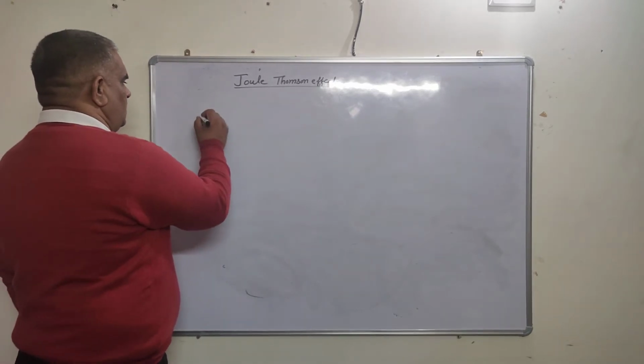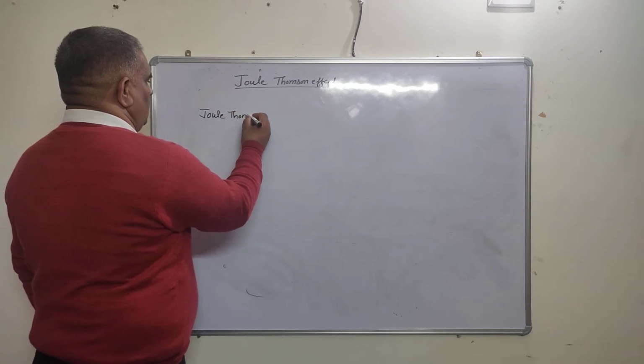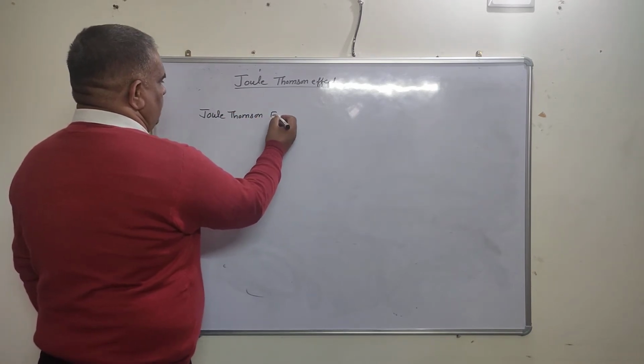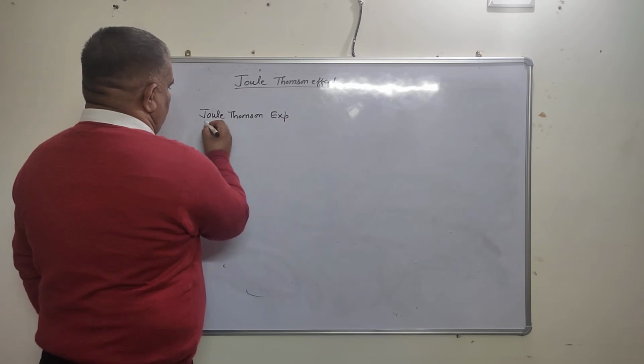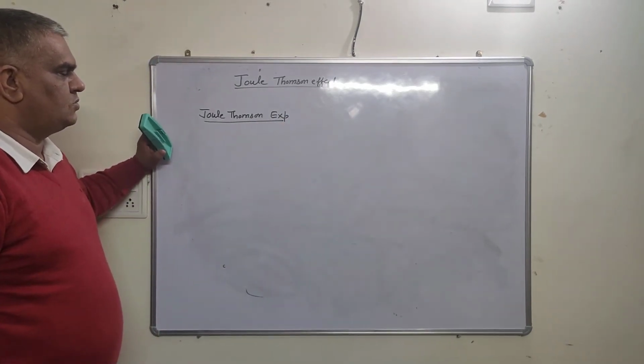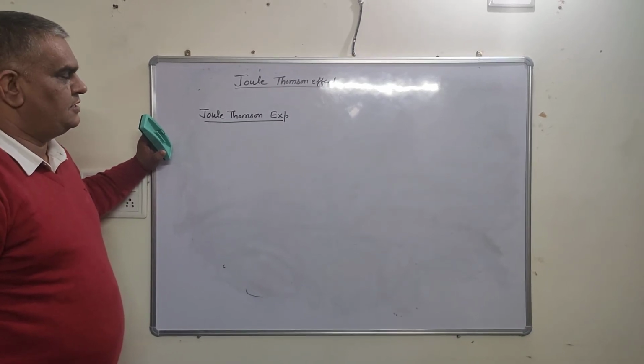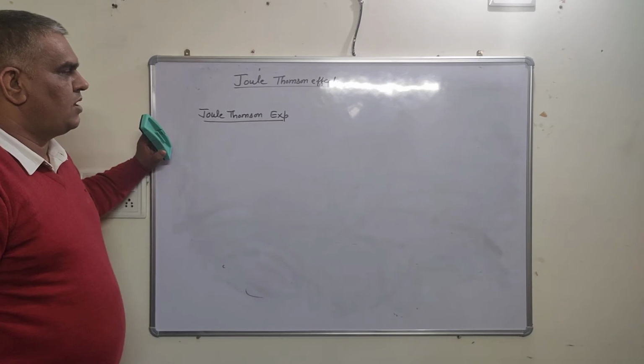Joule-Thomson experiment. In this experiment the gas undergoes expansion from a high pressure to a lower pressure under adiabatic conditions, and the apparatus consists of two valves separated by a porous plug.